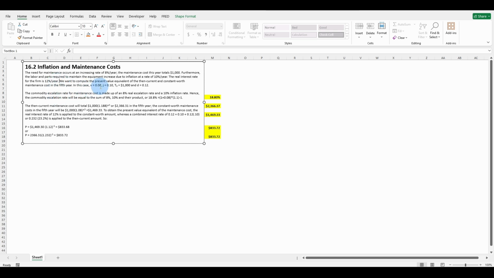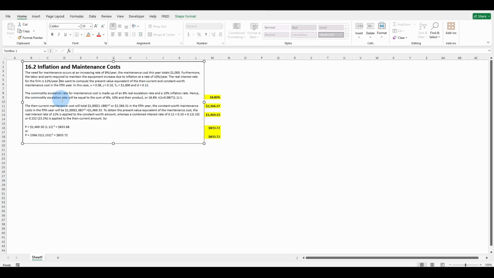We want to compute the present value equivalent of the then current and constant worth maintenance cost in the 5th year. In this case, V is equal to 8%, J is 10%, T is 1,000, and D is equal to 12%.